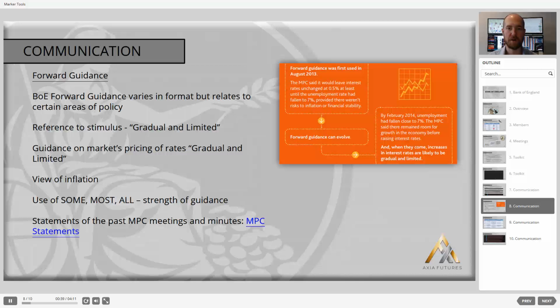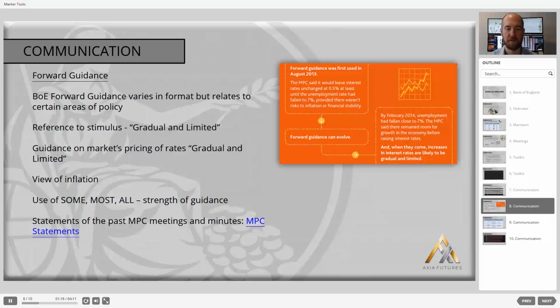This then evolved. Unemployment fell below 7%, it fell way below 7%, below 5%, into the 4% area. And Bank of England didn't change rates. So what happened is forward guidance evolved. It then changed to any change in rate would become gradual and limited. So therefore, the Bank of England is saying that they could be willing to change, but it would be gradual, it would be limited.